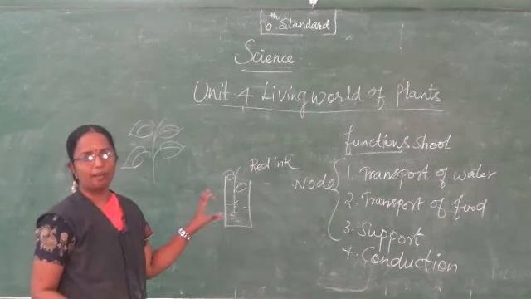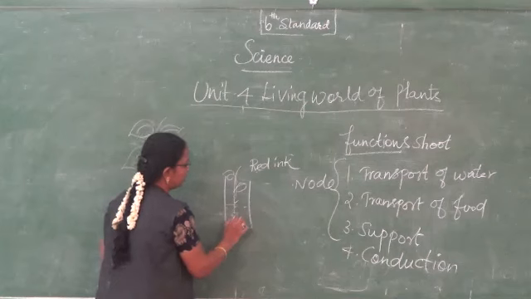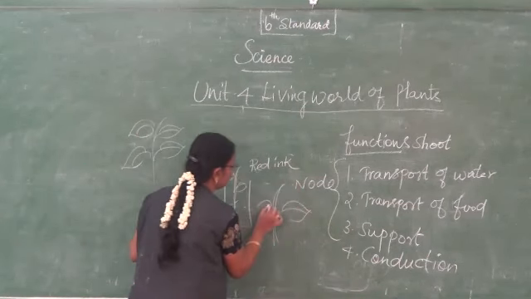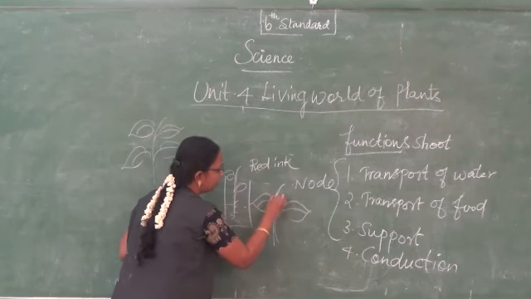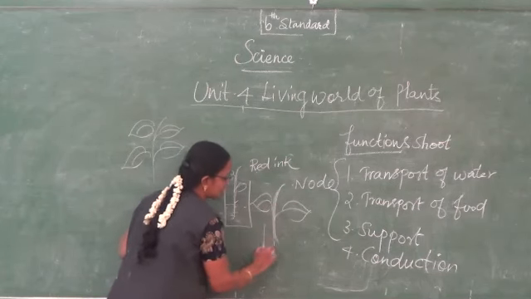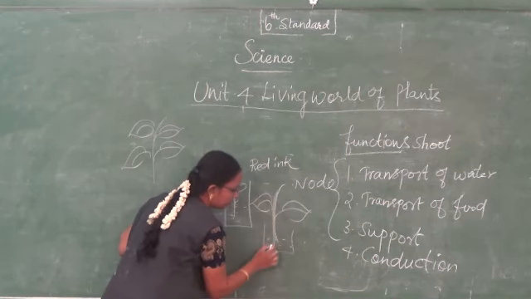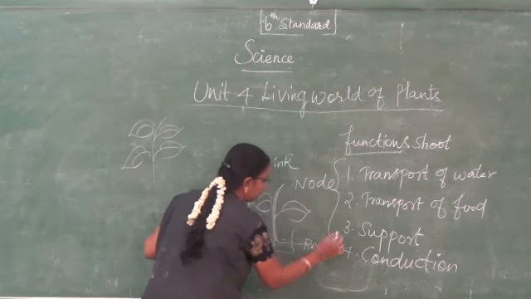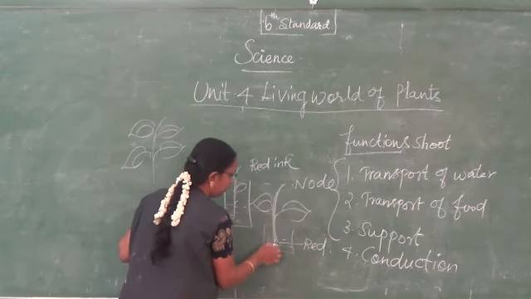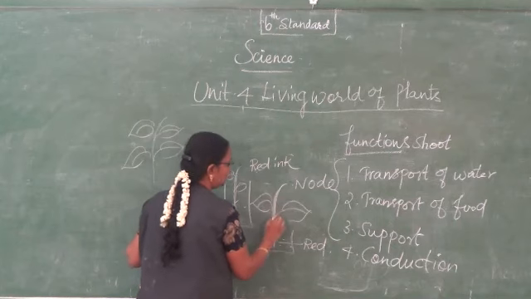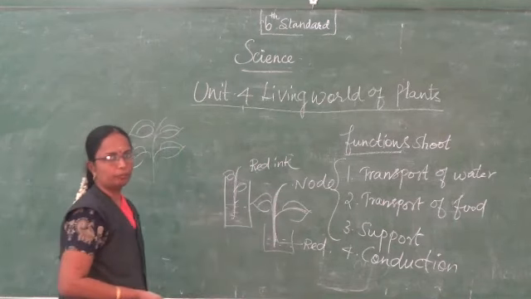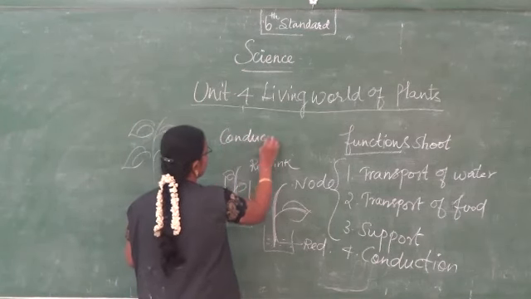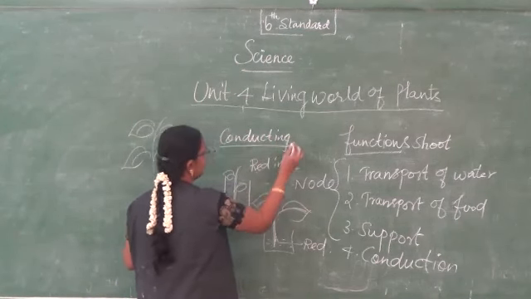Keep it as such. After 2 days, we can observe the red streak. The plant becomes red in color because it takes up the water which is present in the glass. The color of the water has now become red. That red color passes through the stem portion and also to the leaf. So from this, what we can observe is that the plant conducts minerals and water.